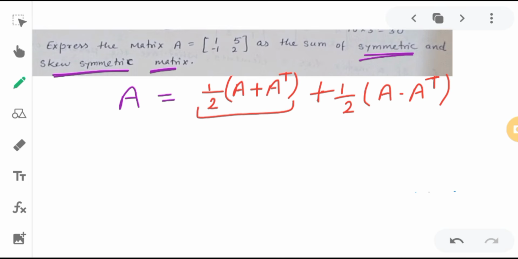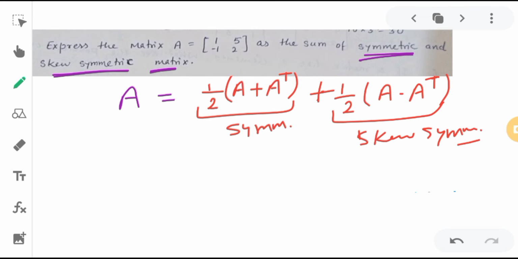This is nothing but a symmetric matrix, and this is a skew symmetric matrix. You can write this in the solution like this: symmetric and skew symmetric. Now the matrix A has been given, so we have to find the symmetric matrix. What is the value of half of A plus A transpose, and what is the value of half of A minus A transpose?